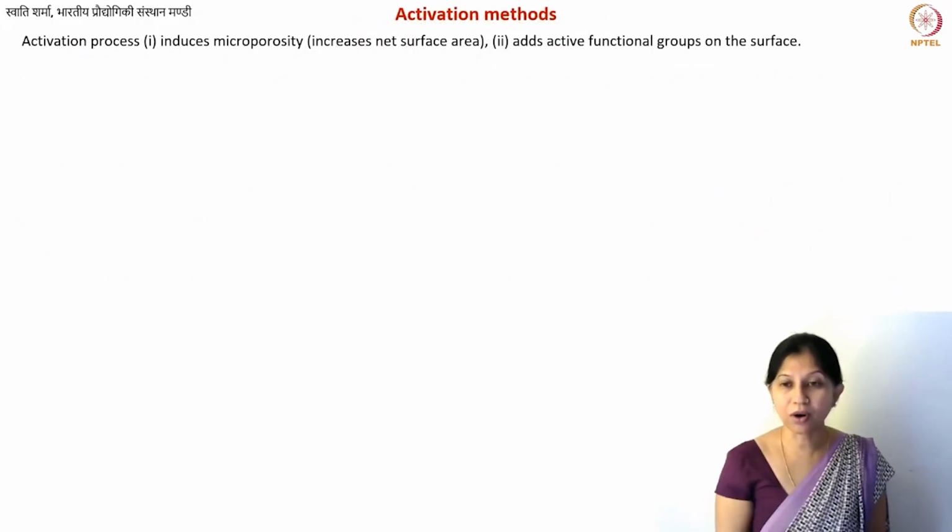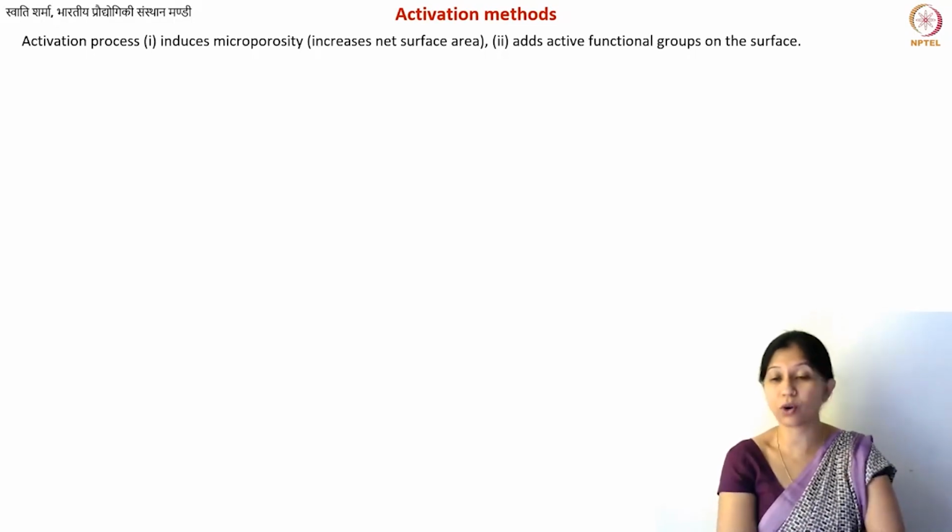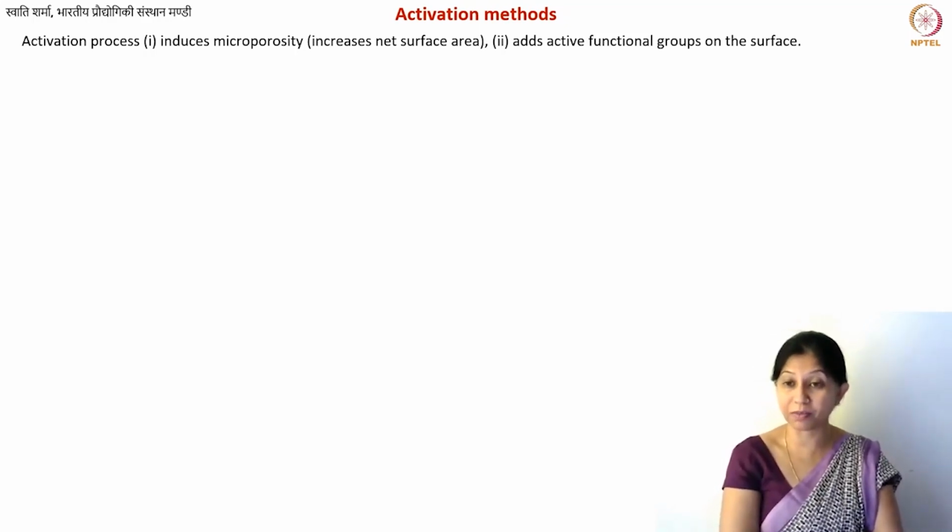So let us now talk about the activation methods. I told you that you can do physical activation or chemical activation. So what does the activation do? Number one, it increases the microporosity. Microporosity increment means that the net available surface area is being increased. Okay. It also induces changes, especially in the case of the chemical activation process.